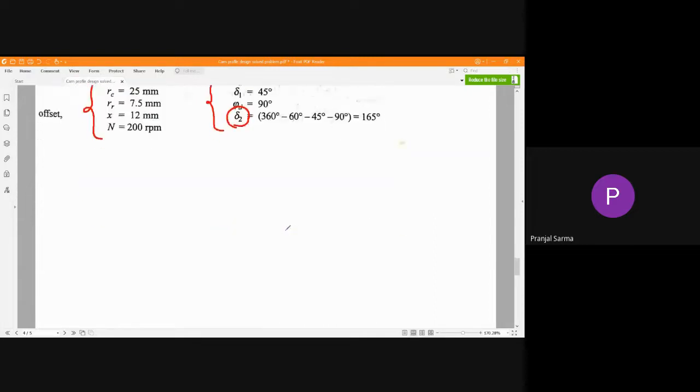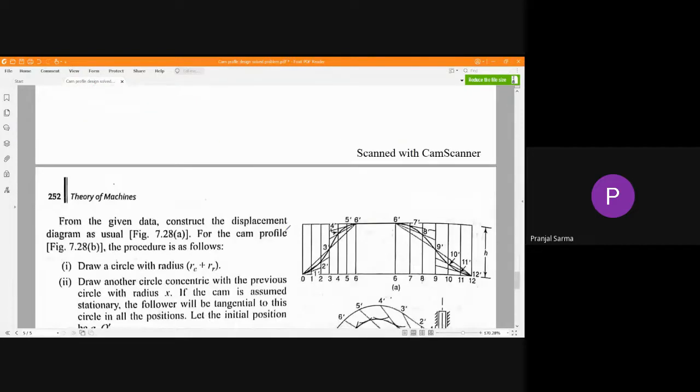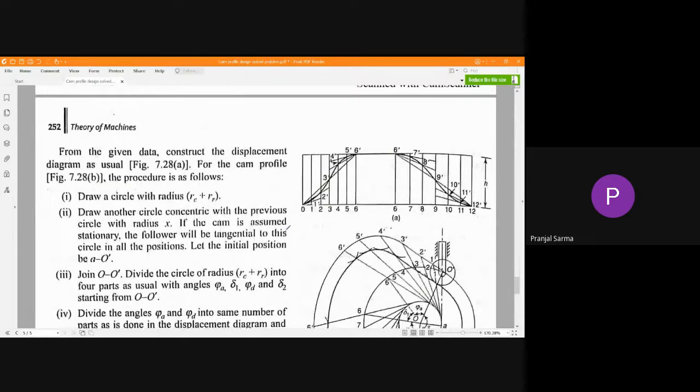Now the first step is, what are the two stages involved? First step is you have to draw the displacement diagram. Second step, by utilizing the data from your properly drawn displacement diagram, you need to draw the cam profile. Now while drawing the displacement diagram, what are the important things? First you need to know the different angles, that is the ascent stroke angle, descent stroke angle, etc., then the lift value is required.